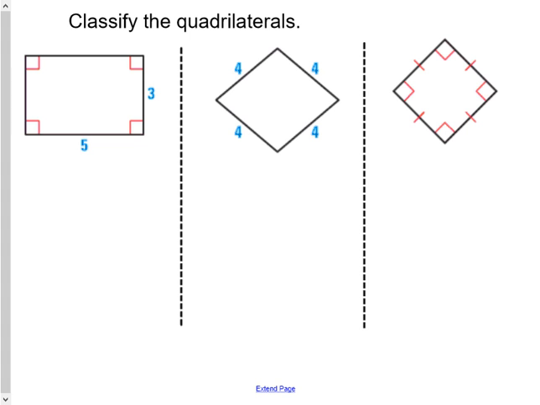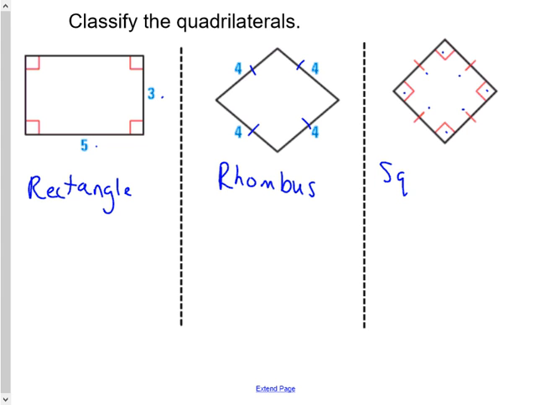Next up, classify the quadrilaterals. So in this picture, we've got 4 right angles. This makes it a rectangle. Now they gave us sides of 5 and 3. We didn't really need that, just giving us the angles is enough. Over here we've got 4 equal sides. That gives us a rhombus. And lastly, we've got 4 right angles. So far it's categorized as a rectangle, but we also have 4 equal sides. So this one's both a rhombus and a rectangle, which we then just call a square.